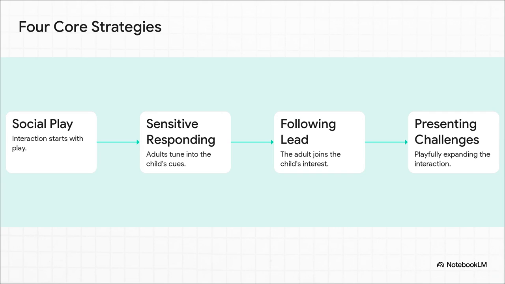So the experts who define this identified 4 core strategies that you see again and again in DRBI models. It all starts with social play. From there, the adult really hones their sensitive responding. That means tuning into the child's signals. That naturally lets you follow the child's lead. And then, once you're both in sync, you can start gently presenting challenges that help them grow.